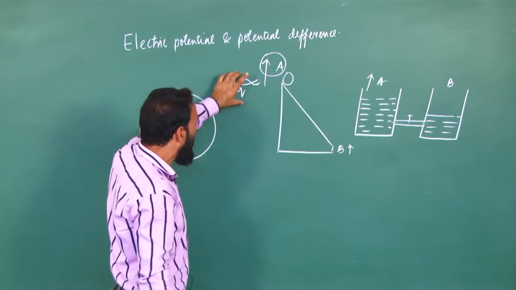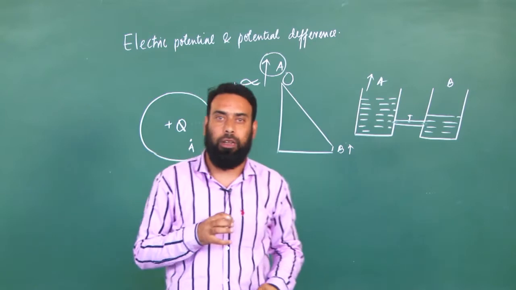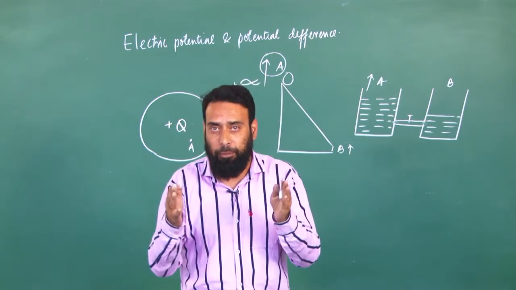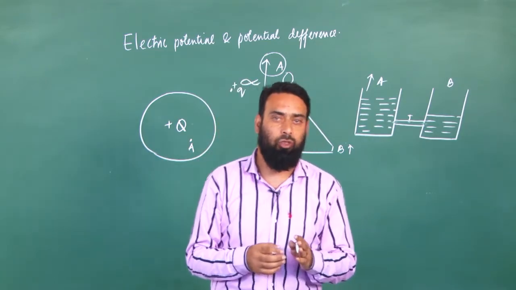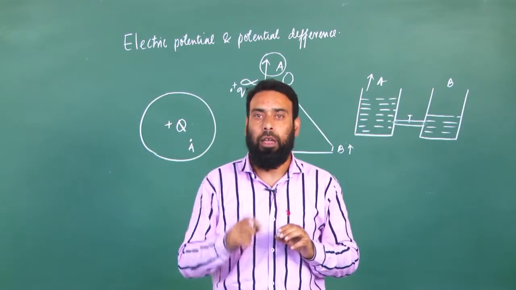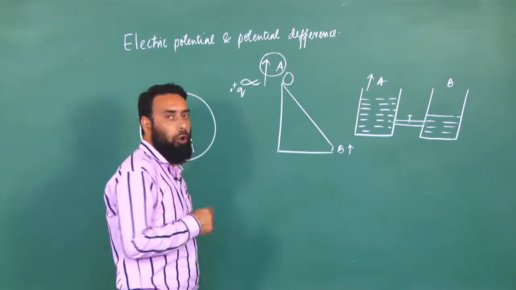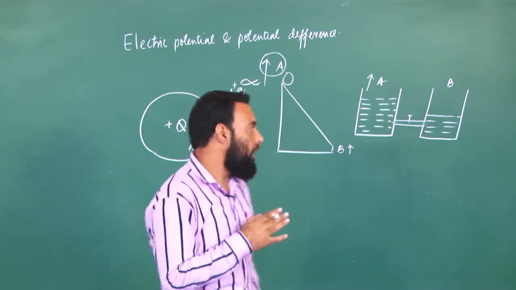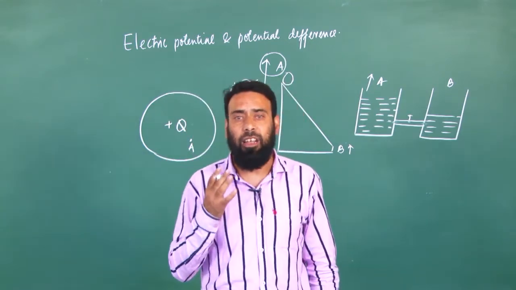If we want to bring this charge from infinity to point A, we have to do work. Why? Because these are two positive charges, and when we bring them together, there is a strong repulsive force between them. So in order to overcome that repulsive force, we have to do work to bring this positive charge from infinity to point A. And this work done gets stored at point A as a potential, and we will call that potential electric potential.